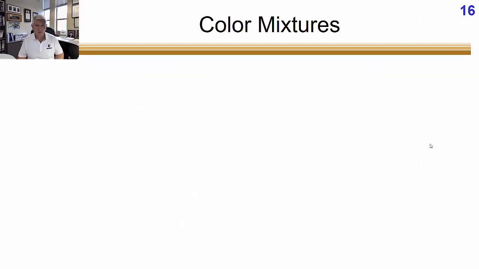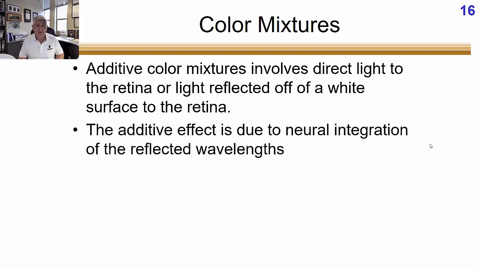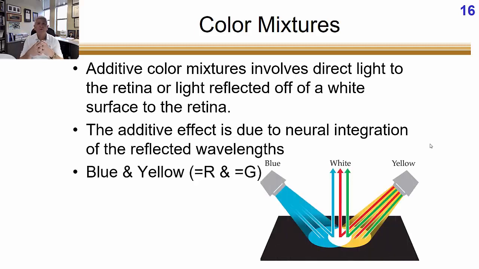Okay. So this is what we call additive color mixtures. We'll talk about subtractive color mixtures in a few minutes, but right now we're talking about additive color mixtures, and this involves light sources, right? Mixing light sources, and those light sources typically are reflected off of a white surface. If the surface is colored, we'll talk about that at the very end of the lecture about color constancy, then that produces a different challenge. This additive effect, as I mentioned, is due to neural integration of the short, medium, and long wavelength outputs, right?